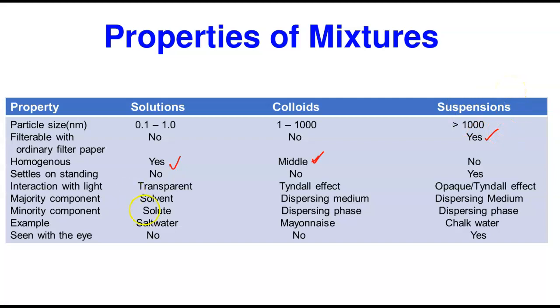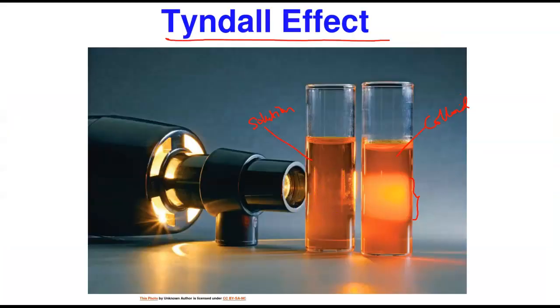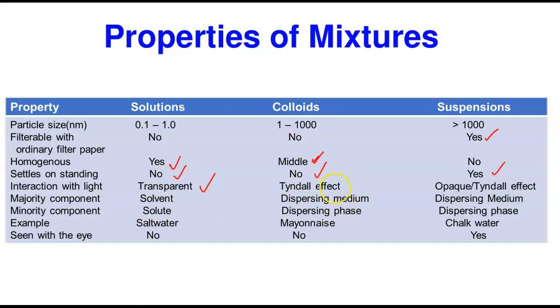Now, settles on standing. A solution cannot settle on standing. It cannot settle under gravity. A colloid cannot settle, whereas a suspension can easily settle under gravity. A good example I tell students is the magnesium trisilicate mixture you use for acidity: when you keep it, you find that it goes down and settles and stays there. Now, interaction with light. A solution is very transparent, like we saw in the Tyndall effect. The colloid undergoes the Tyndall effect. Suspension is completely opaque, though some of them that are a little bit smaller can undergo the Tyndall effect or be completely opaque.